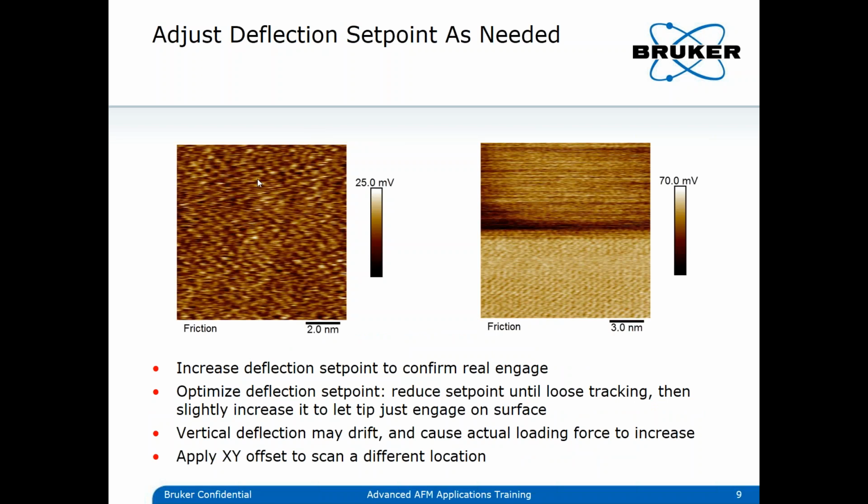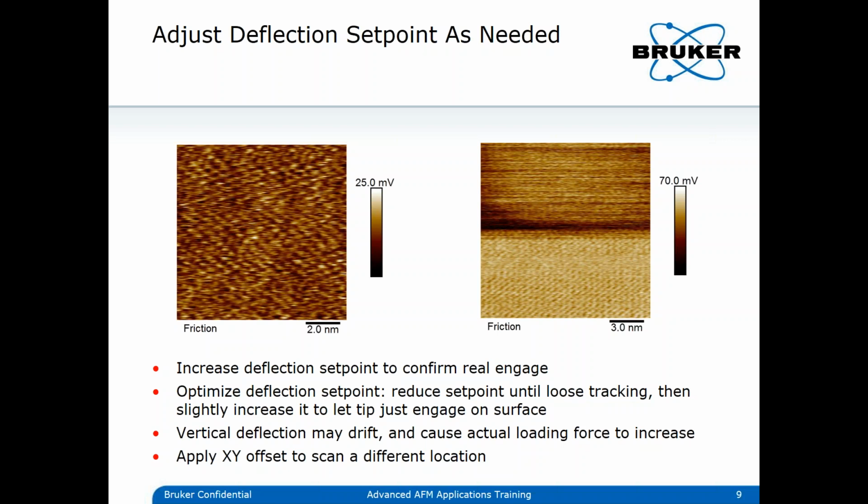After that, when you have your standard scanning conditions to engage, you should increase the deflection set point to be sure that you're really scanning on the surface, that it's not, again, surfing on something like a very thin water layer or on a charge, more or less. When you see the surface, then you should reduce the set point until you just lose the tracking. You can see that on the right-hand side. And then you slightly increase it so that you just start scanning on the surface again.